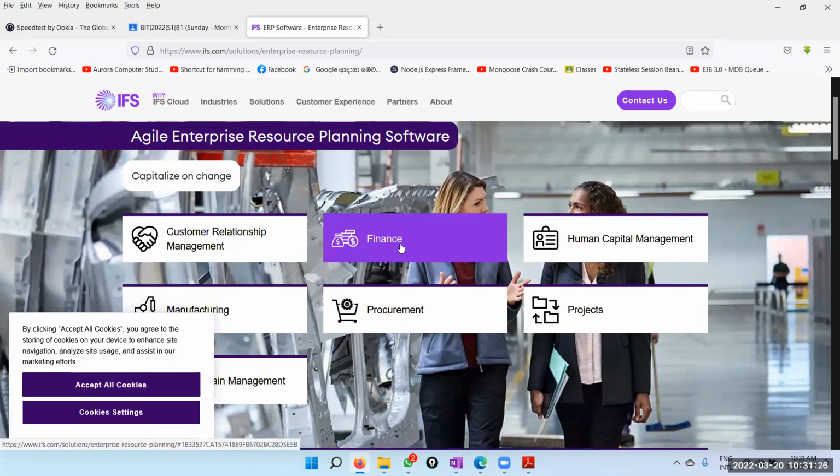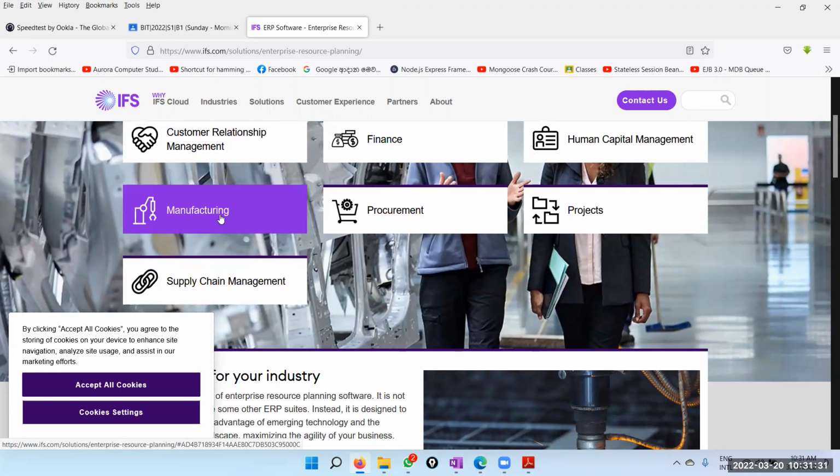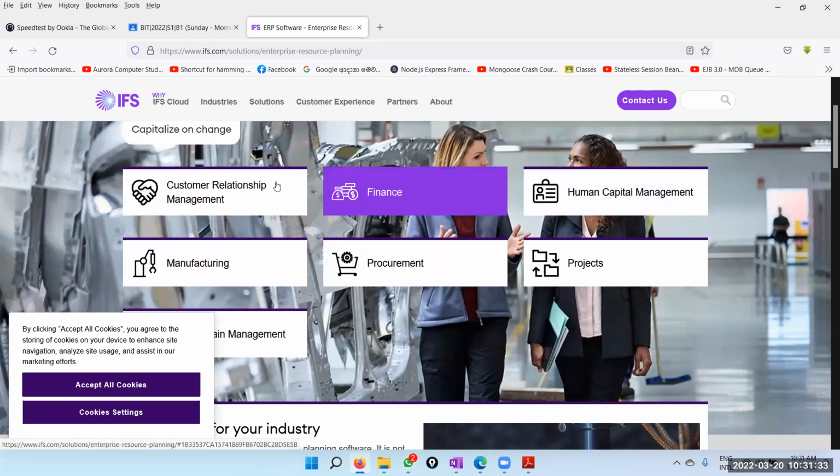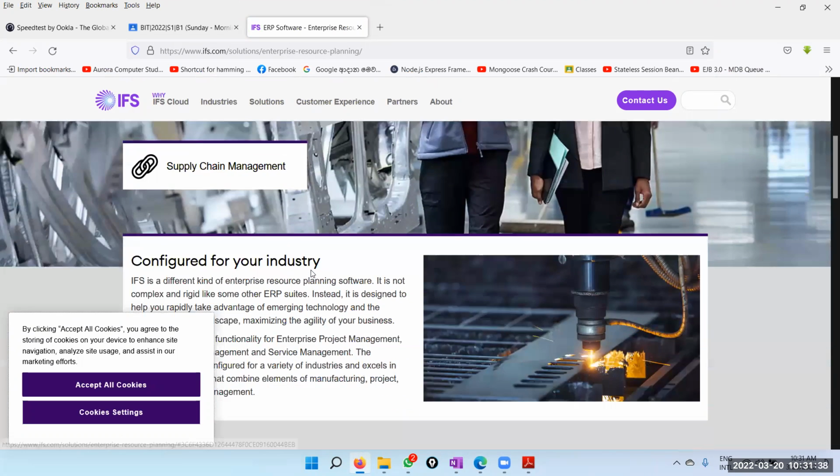Finance related packages, procurement related packages, supply chain, manufacturing. Maybe you are not doing manufacturing, right? Human resource, customer relationship management. So there are so many areas.